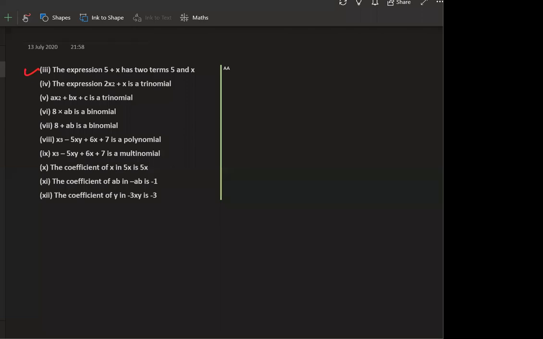Now third: the expression 5 plus x has two terms, 5 and x. Is it true or false? Yes, this is true. Why? Because here we can separate these two terms with this plus. So 5 is one term and x is another term. That is why 5 plus x has two terms, 5 and x. So this is true.